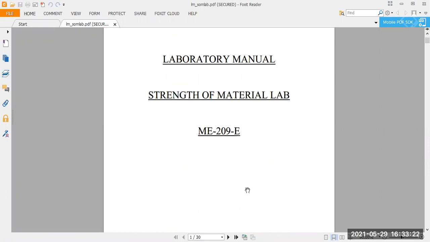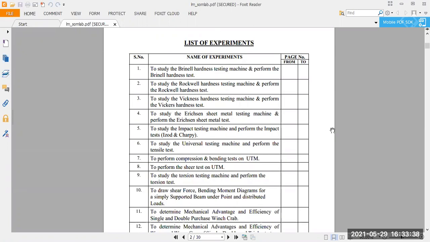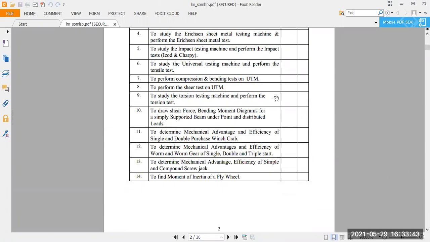By going through their own manuals, we will study the Rockwell as well as the Vickers hardness testing machines for ourselves, and find more information or more important questions from their own documents.